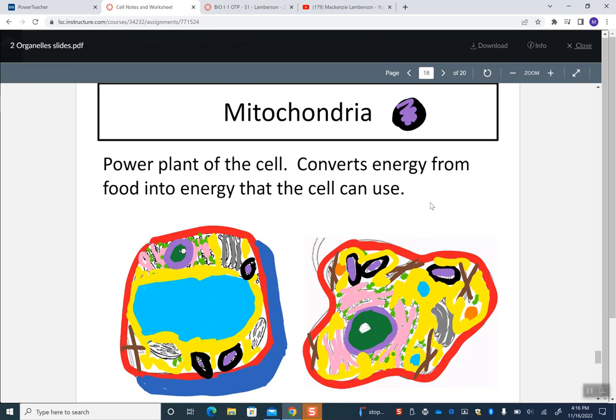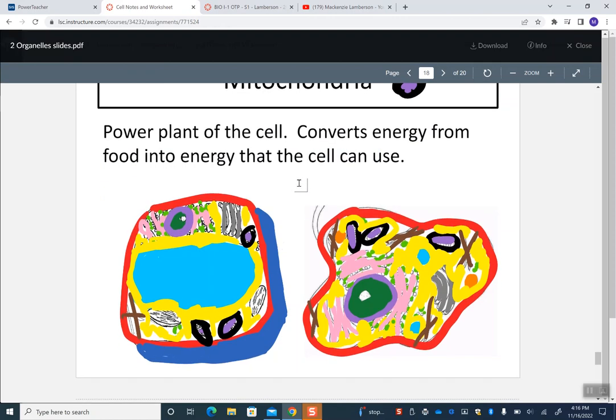Now they convert energy from food into energy that the cell can use. So this is where the cell is converting and creating its energy. So these are super important for the cell to get energy. If they don't have mitochondria, they're not going to have the energy they need to perform all their important functions. So mitochondria, power plant of the cell in both plant and animal cells.